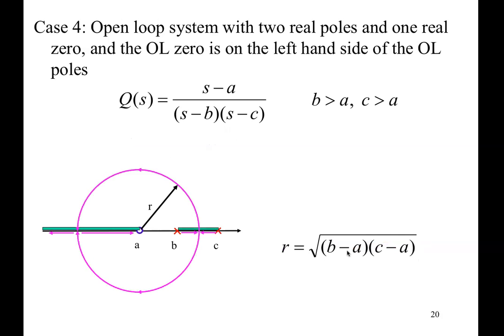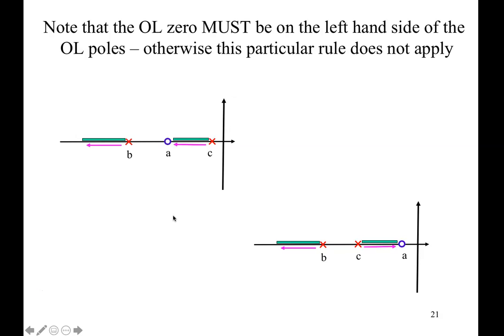Okay, so it is only when you have two open loop poles, one open loop 0, and the open loop 0 is on the left-hand side of the two open loop poles. That's when this scenario exists. Okay, and you can work out the distance between A and B, the distance between A and C, and work out the radius accordingly. So I'll give you an example here.